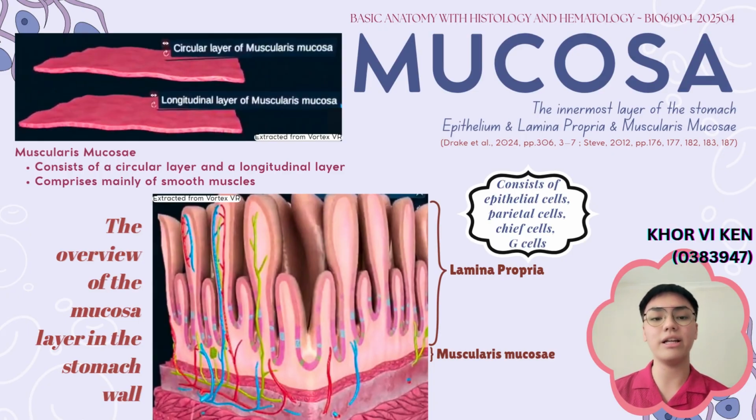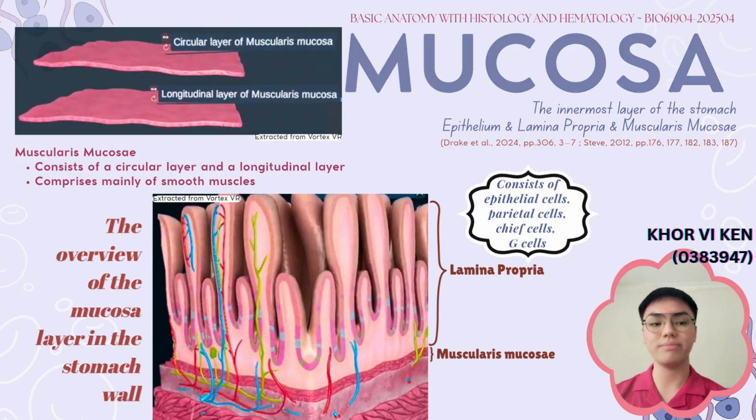Next up, we have the muscularis mucosa layer, and it is divided into two, which is the circular layer and the longitudinal layer. It is mainly made up of smooth muscles, which help in the contraction and relaxation of the stomach, which is part of the mechanical digestion of the stomach. And the image at the bottom shows the overview of the mucosa layer in the stomach wall.